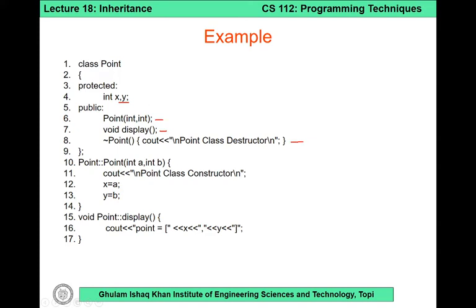So this destructor is there, and I have already explained to you what a destructor is. In this destructor we are simply displaying a message, point class destructor, right? And the rest of the code is the same as we studied previously. However, there is one addition of a line in the constructor, which simply displays the message point class constructor, right? So this is the only difference between the present code and the code which we did last time.